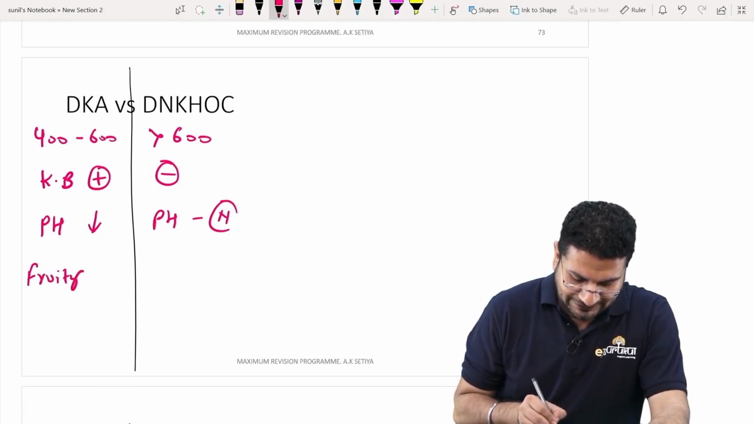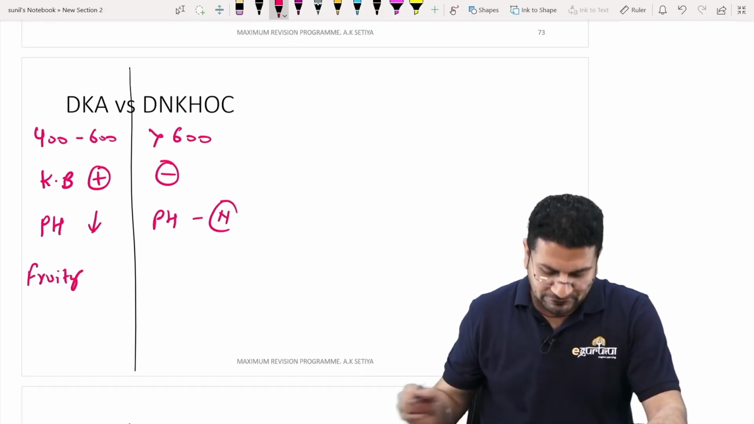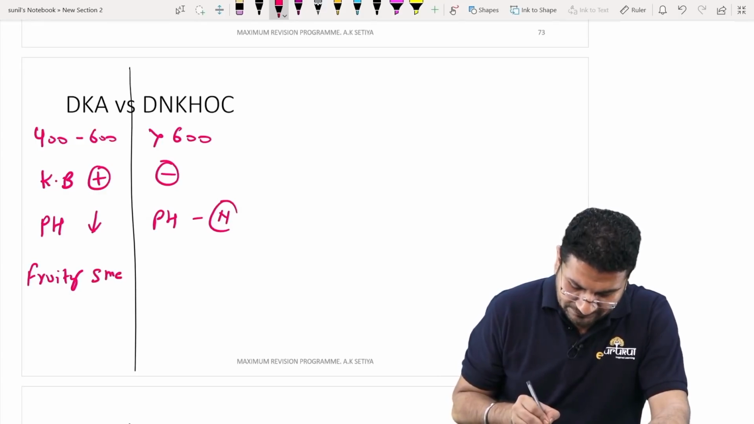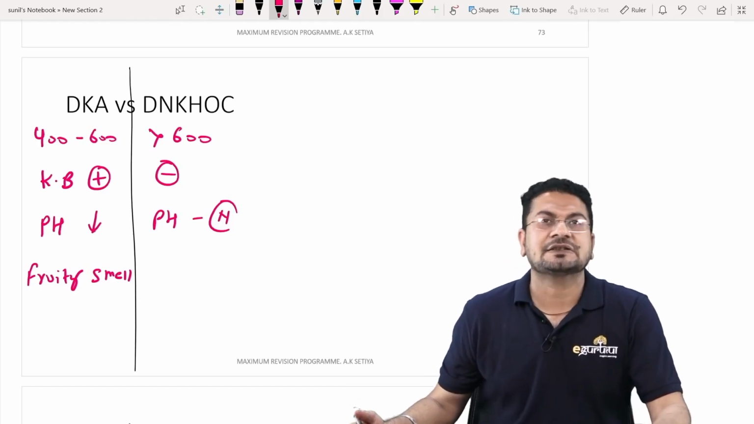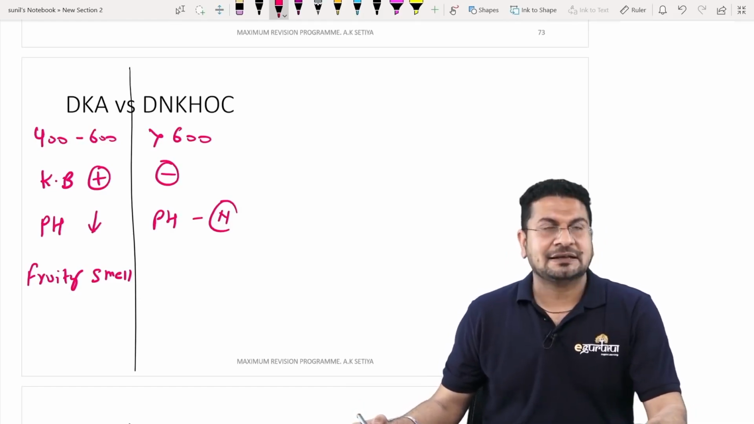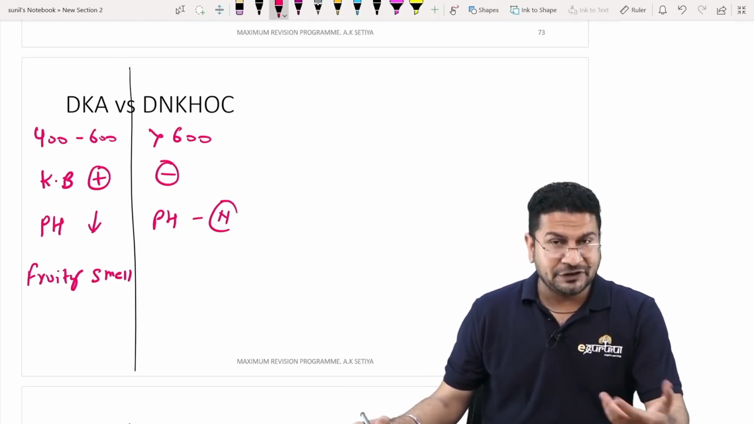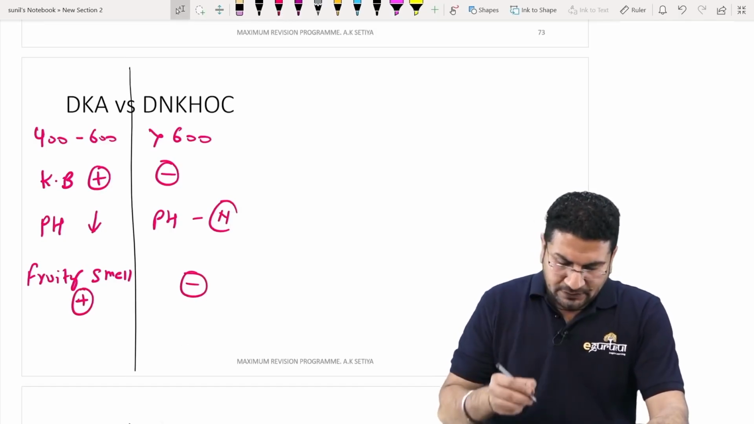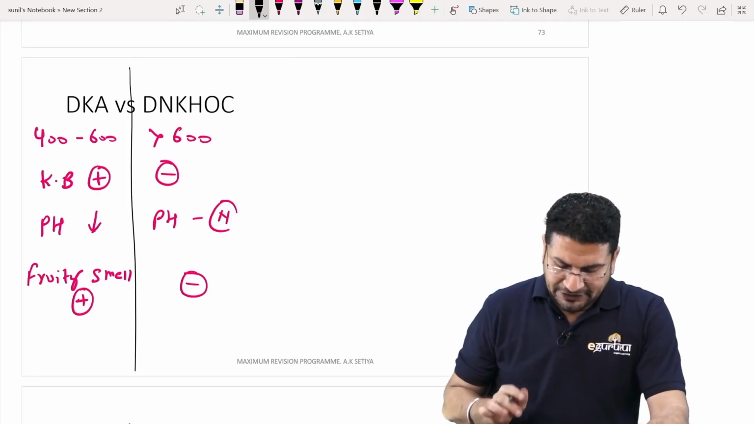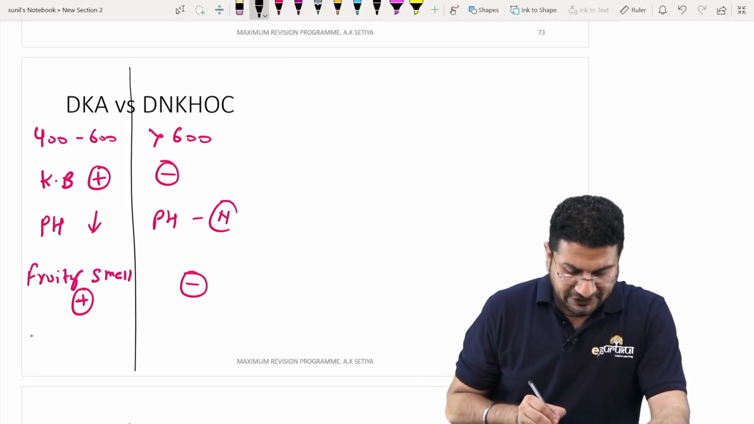Although in my practice I never smell a patient, you will see fruity odor from the mouth. Frankly speaking, I have never smelled such a smell, but sometimes they ask in exam, fruity smell. Because of ketone bodies, fruity smell is present here. This is absent here. So understand this: diabetic ketoacidosis is associated more with type 1.